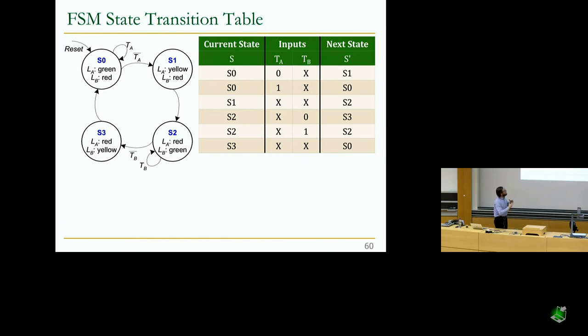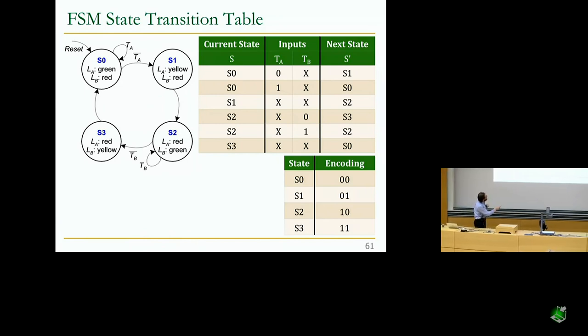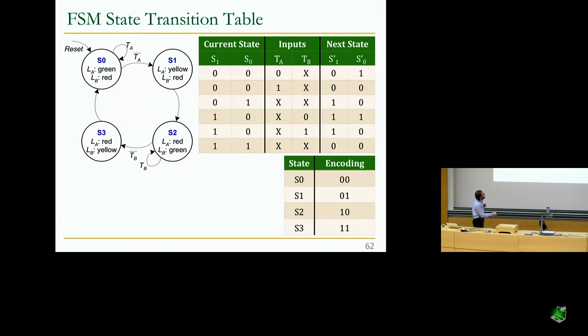Now, as you can see, we can turn this into a truth table. Let's assume that these are the state encodings. We'll talk about encodings. But clearly, we have four states, and we can encode our states with 2 bits. So you need 2-bit registers for your state register. Now, if you encode these, I'm going to replace S0, S1, S2, S3 with 00, 01, 10, 11. That's what you get. Now you have a truth table.